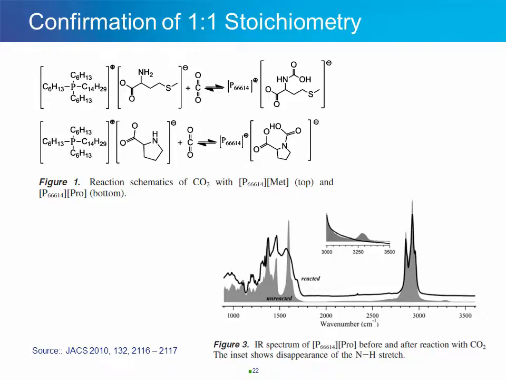Third, there is a new band centered at 1,689 wave numbers, which corresponds to the new carboxylic acid moiety formed from the reaction of CO2 with the amine. The researchers noted that the assignments are consistent with vibrational spectra obtained from the electronic structure calculations.